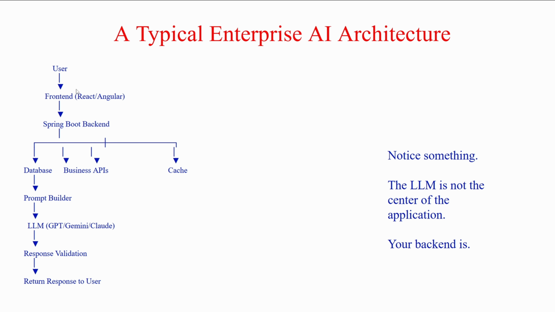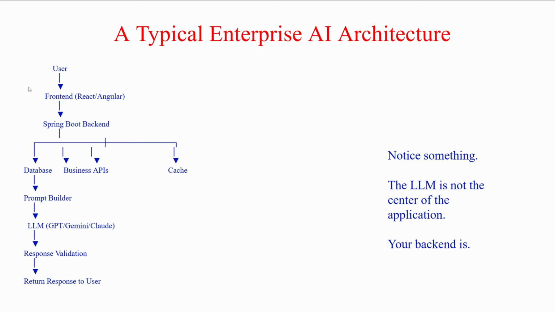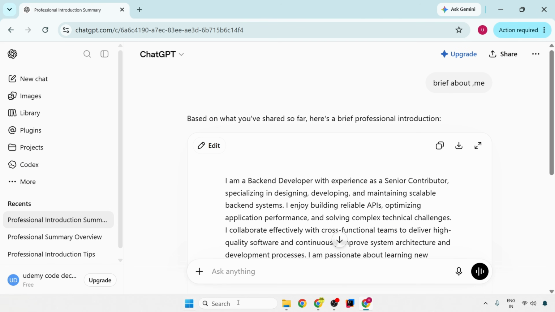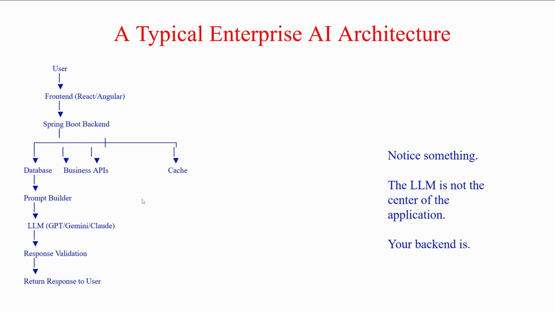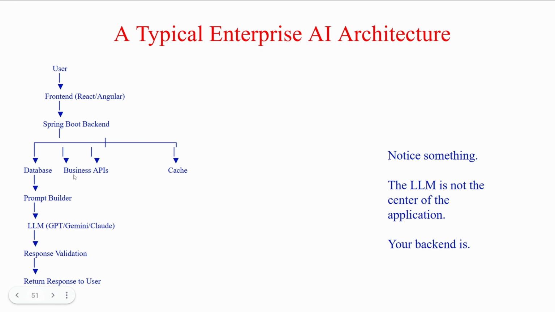So I'll tell you a typical enterprise architecture. This is your ChatGPT. This is the user who is going to type anything in this chat box. Then there's a front end. This is the ChatGPT front end that you see. Multiple options, history viewing, upgrading, all of this is front end. There's a backend application. There must be a ChatGPT backend also. Then there must be some databases, business APIs, caches, a lot of things.